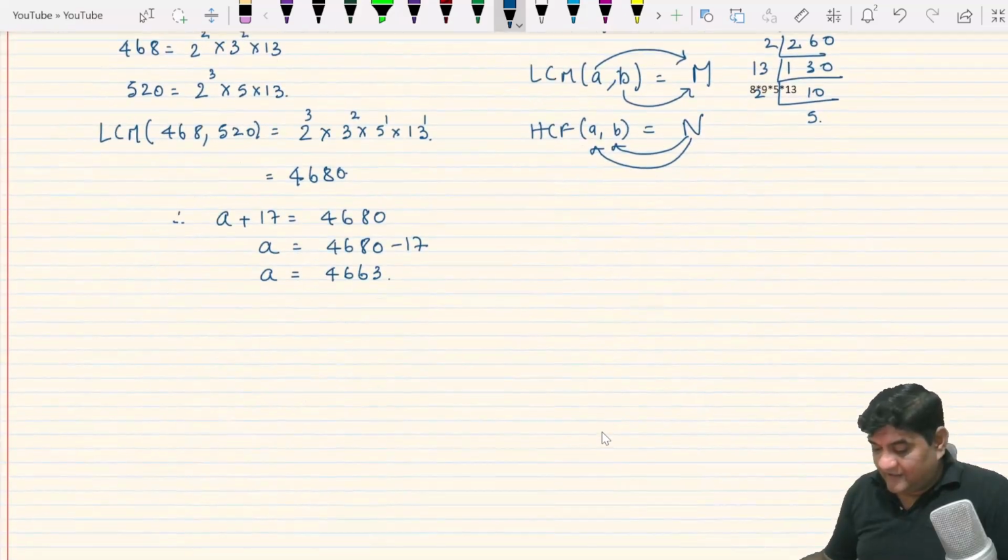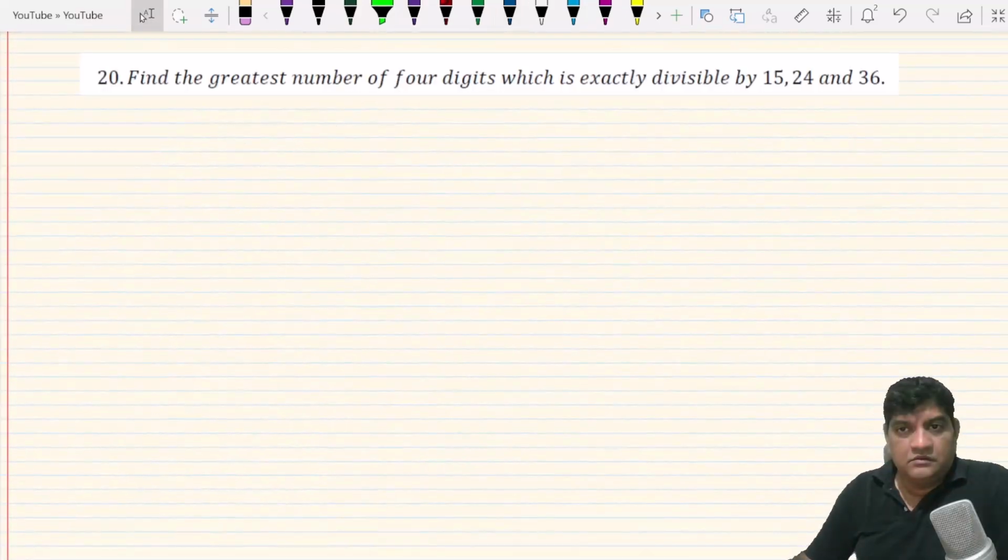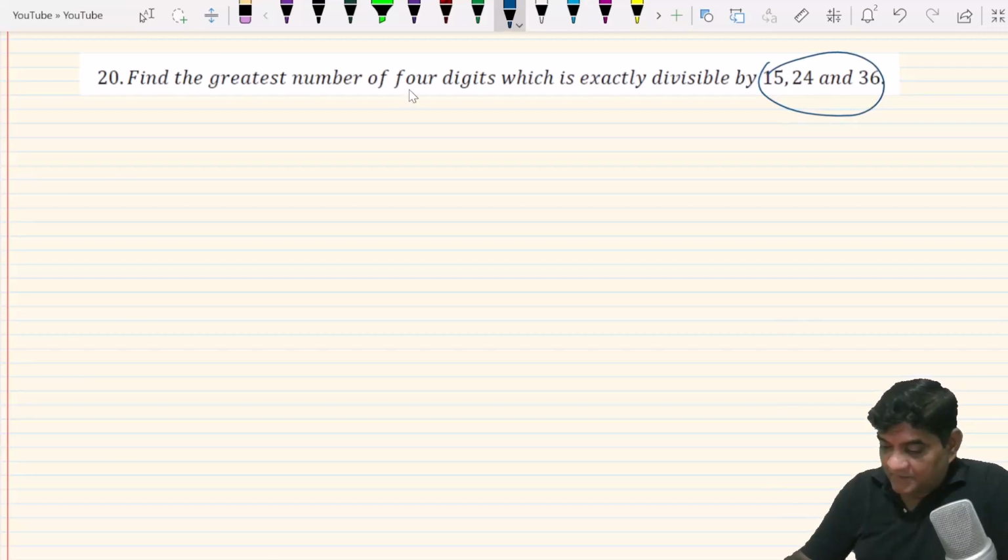Let's look at the 20th question now. The 20th question is a bit interesting because it involves two concepts. I'll come back to this concept a bit later. Let me first focus on this.